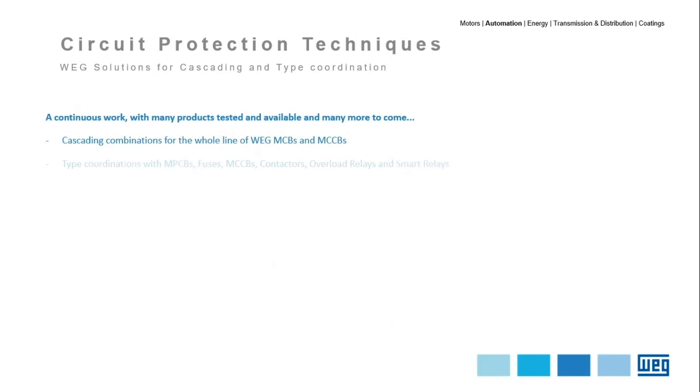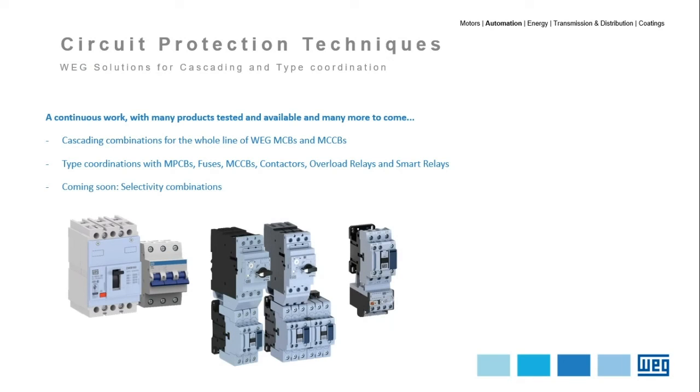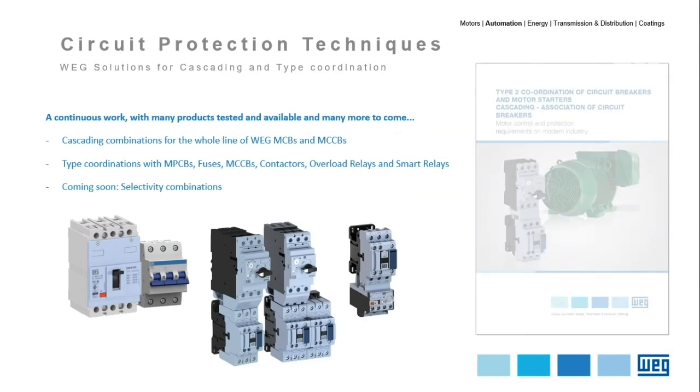We count with cascading combinations for the whole line of WEG MCBs and MCCBs, a large selection of type coordination involving motor control and protective devices, and coming very soon, WEG is glad to announce that selectivity combinations, also called discrimination, will be part of our technical solution in order to support very demanding installations. All WEG tables related to these techniques may be found in a special catalog available at our website.